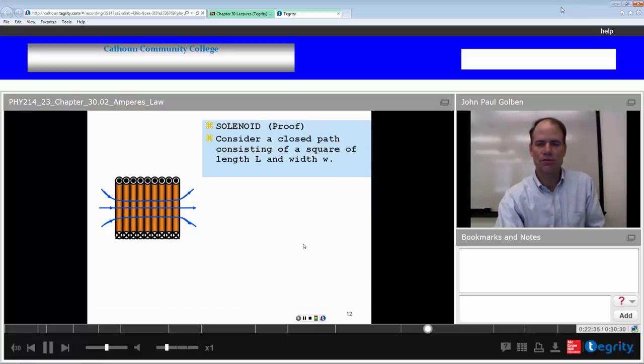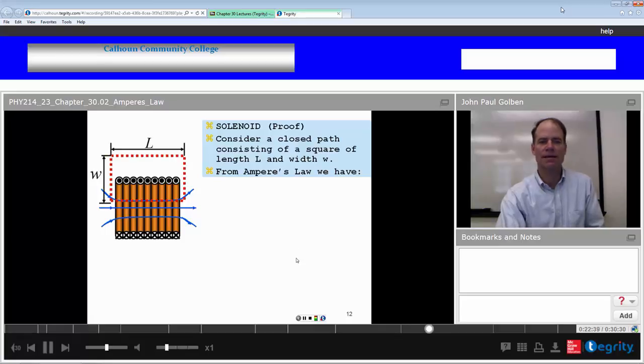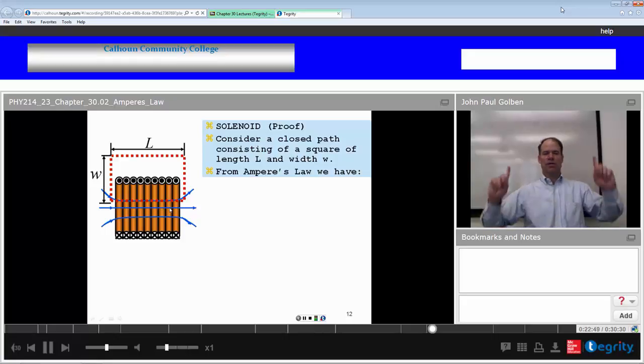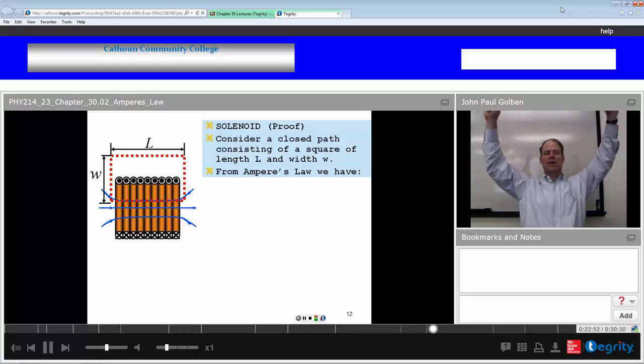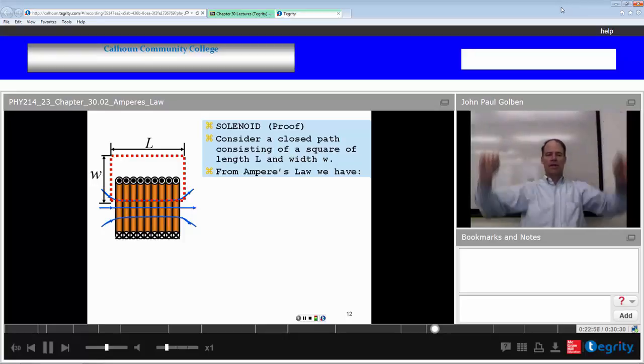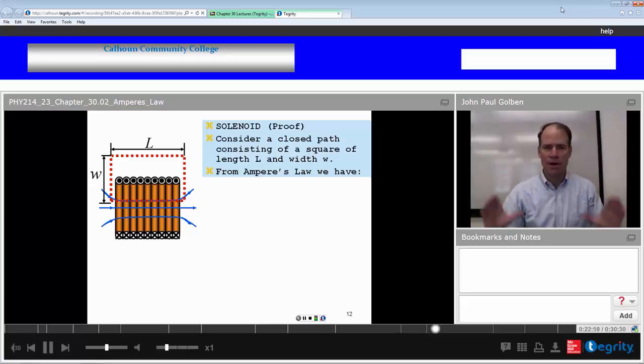Here's a proof using Ampere's law. Consider a closed path where one side of this rectangle goes through the center of the solenoid. That's this side right here. And then we have two perpendicular sides that go up. And then I have a fourth side way above that could be arbitrarily far away. It could be infinitely far away. And I'm going to apply Ampere's law to this closed loop, this square loop.